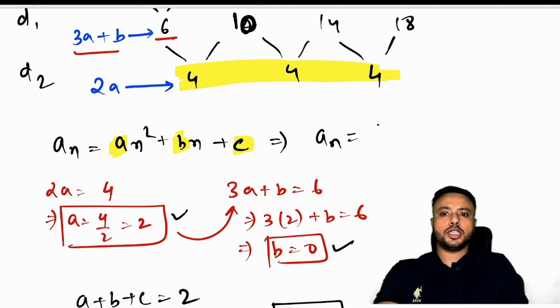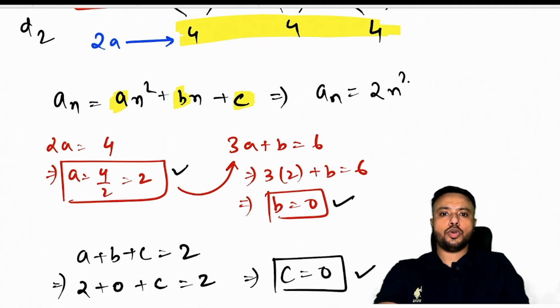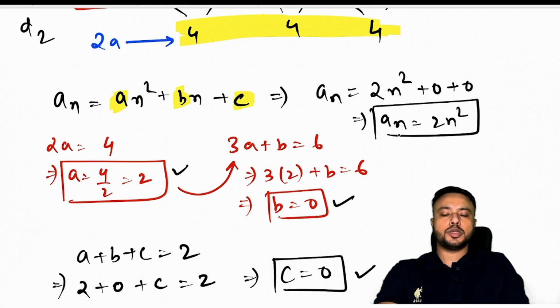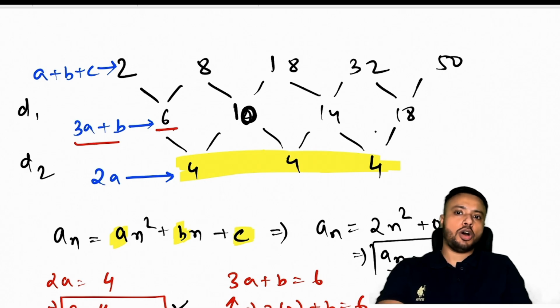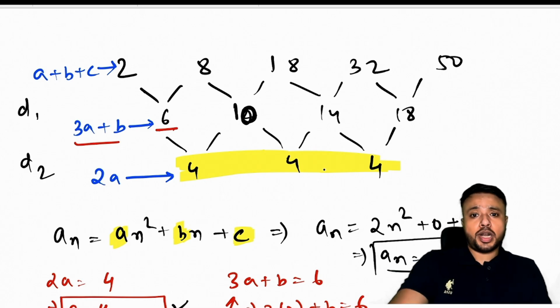So the general rule for this particular sequence would be 2n square plus 0 plus 0. That means I'm getting an equal to 2n square as the general rule of this particular sequence, guys. So this is how we figure out the general rule of a quadratic sequence.